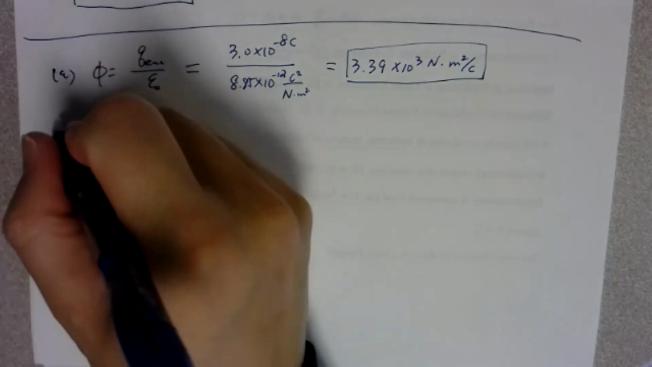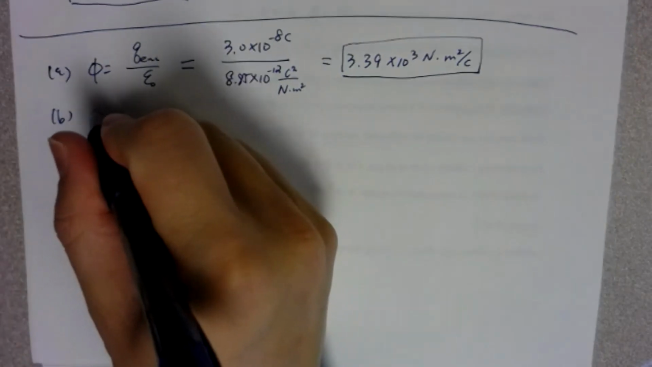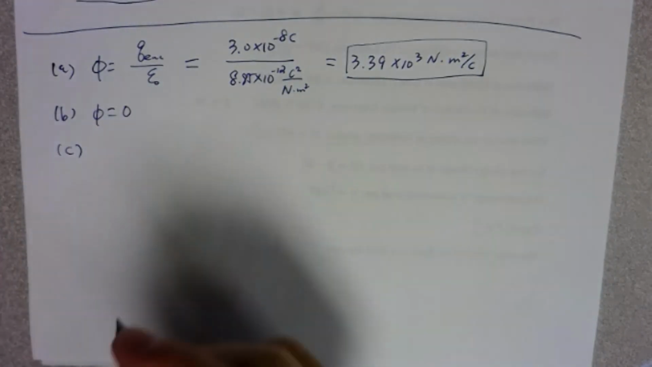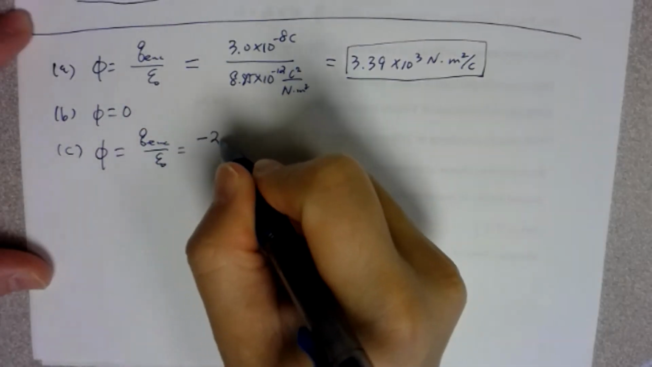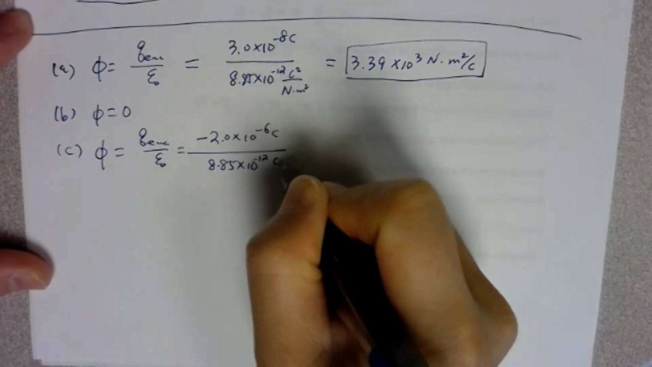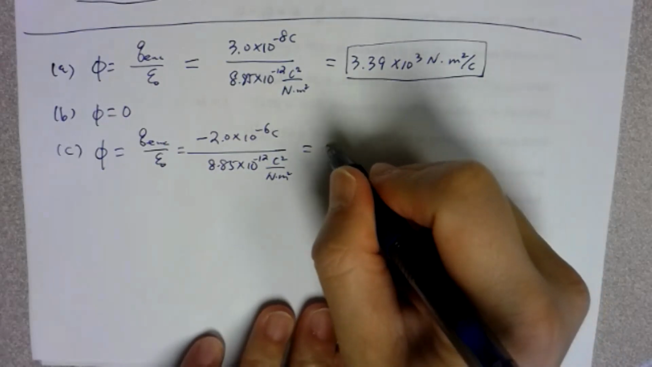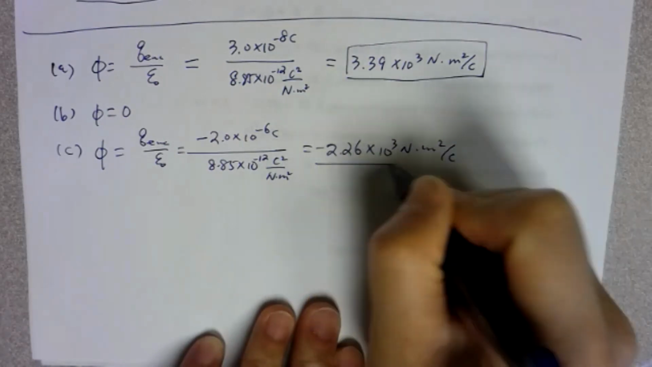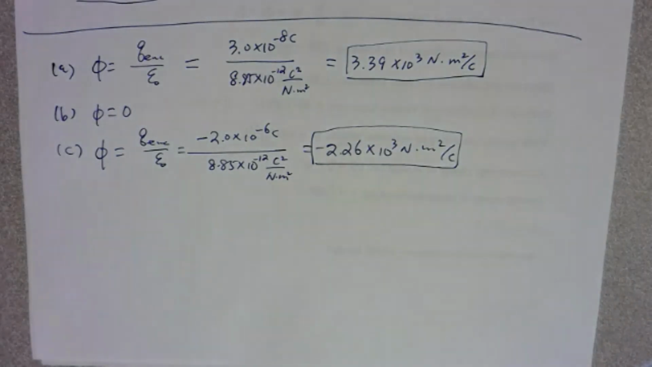In case of B, there are three charges, but the surface doesn't include any of them. So then that flux will be equal to 0, because Q enclosed is 0. In case of C, you have minus Q. So Q enclosed over epsilon naught is minus 2.0 times 10 to the minus 6 over 8.85 times 10 to the minus 12 C square over newton meter square. That gives you minus 2.26 times 10 to the third newton meter square over coulomb. So you can simply use Q enclosed divided by epsilon naught for the flux.